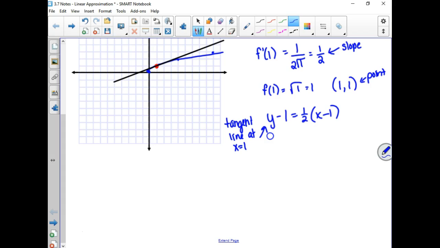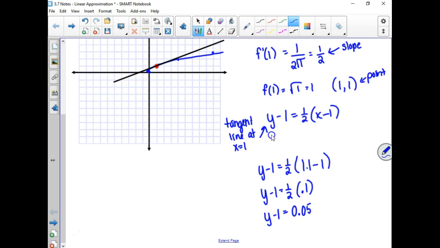So, while I do not know how to find the square root of 1.1, I could plug 1.1 into this equation pretty easily, right? So, if I do that, I'll have y minus 1 equals 1/2 times 1.1 minus 1. So, y minus 1 equals 1/2 times 0.1. So, y minus 1 equals half of 0.1, which would be 0.05. And I would add my 1 to both sides. So y would equal 1.05.